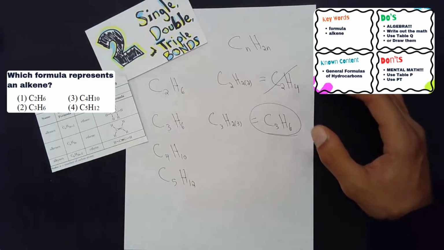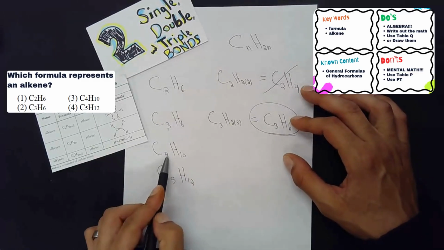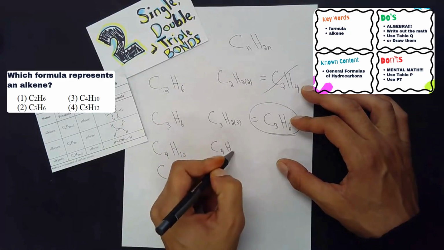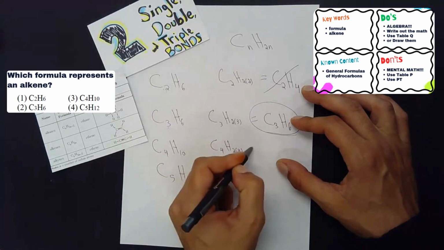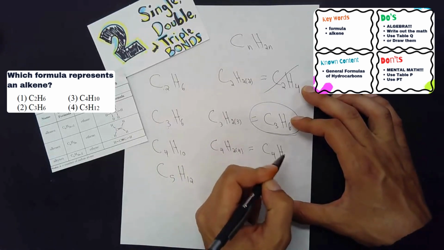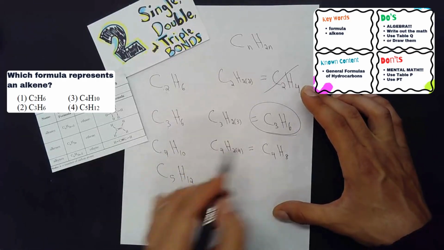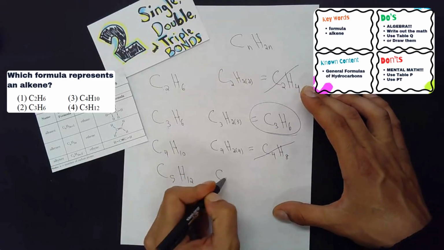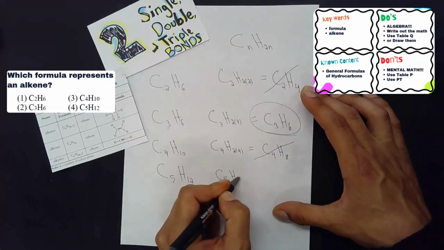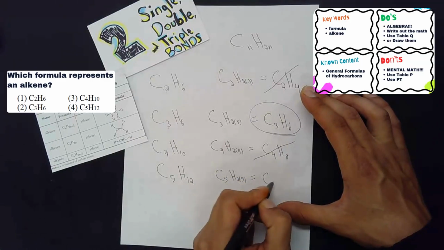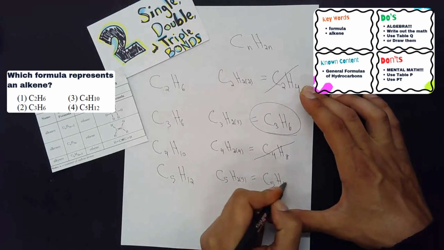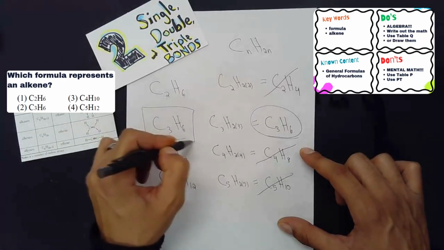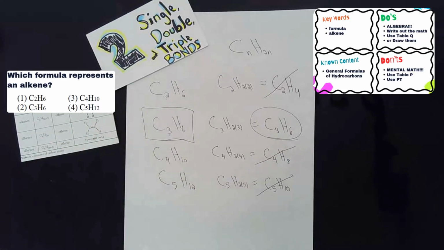But just for the sake of this video, let's continue. If there were 4 carbons, we'd have C4, H2 times 4. That would give us C4H8, and that is not it. If N is 5, we have C5, H2 times 5, which will give us C5H10, and that is not it either. So our answer is the molecule formula number 2.